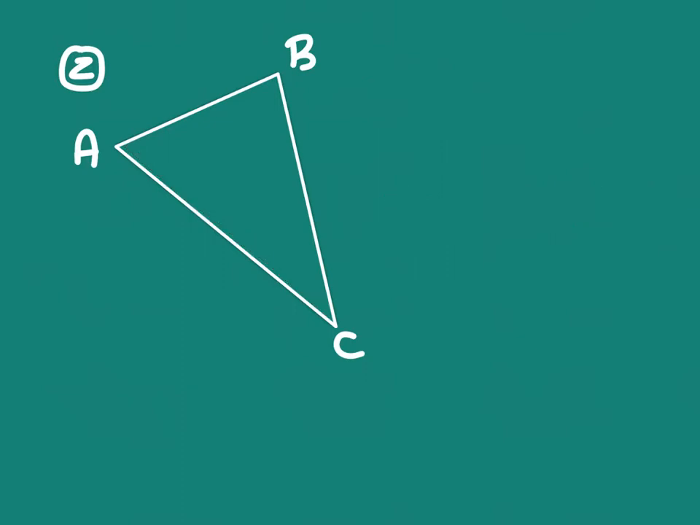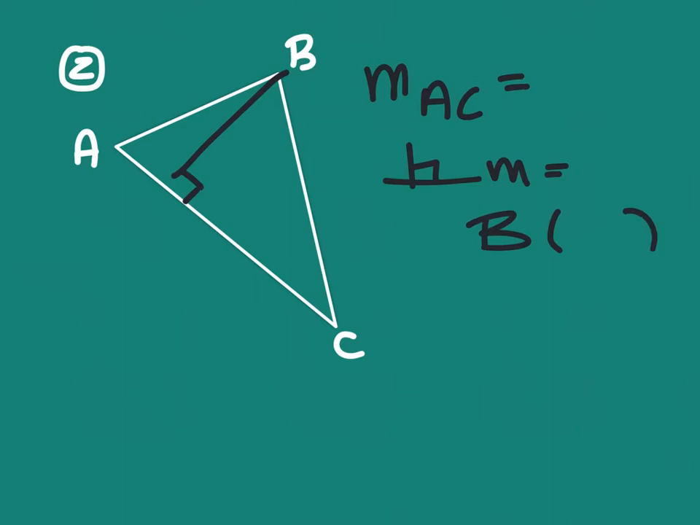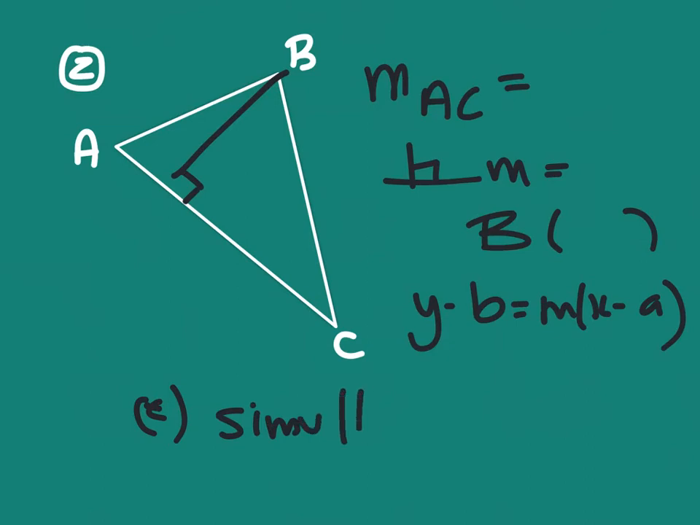Then we've got to find the equation of the altitude through B. So that's this line here that cuts that side at 90 degrees. So take your gradient AC that you had from the first part of the question and then work out what the perpendicular gradient is. Use that perpendicular gradient in the point B, again subbing it into y minus b equals m(x minus a). And then part C of the question, simultaneous equations to work out where the lines cross.